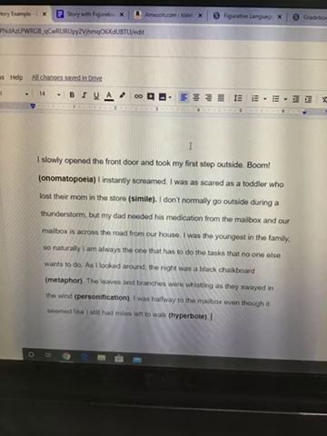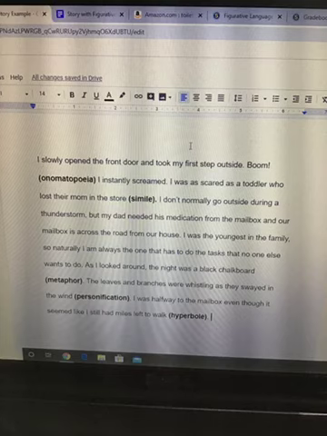Okay? All right, so here's my example, and here's how I want you to format as you're writing on Google Docs. It must be formatted like this. I slowly opened the door and took my first step outside. Boom! After you use a piece of figurative language, in parentheses, I want you to write what kind of figurative language it is. I bolded mine. I think that's a great idea to do too.